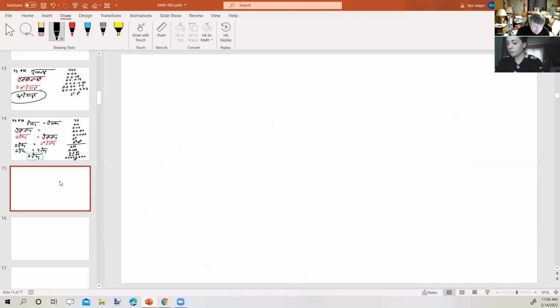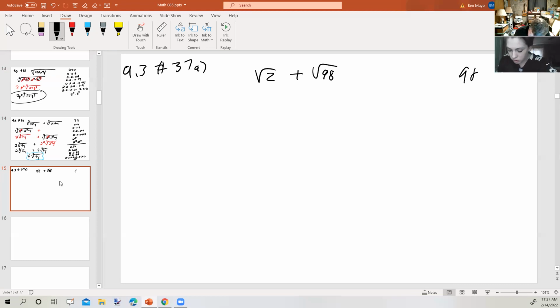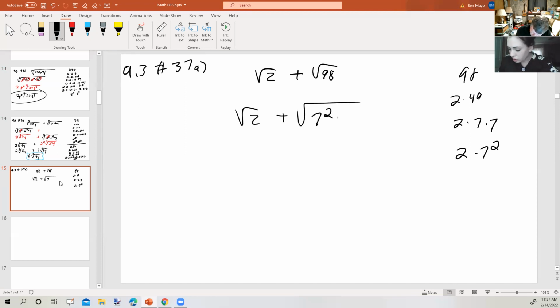Okay, next problem. This is, again, from 9.3, number 37, part A. Simplify each expression if possible. We have the square root of 2 plus the square root of 98. Well, 98 is 2 times 49, which is 2 times 7 times 7, or 2 times 7 squared. The square root of 2 is just that. The square root of 98 could be 7 squared times 2 inside.